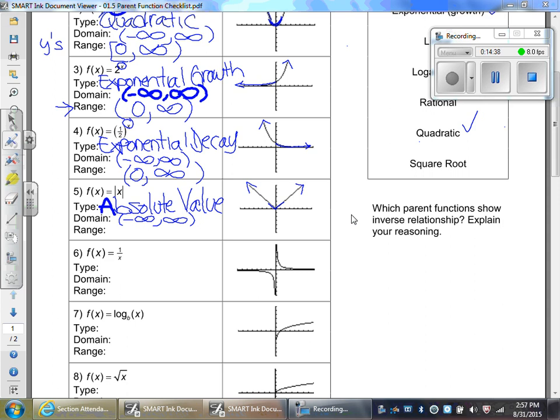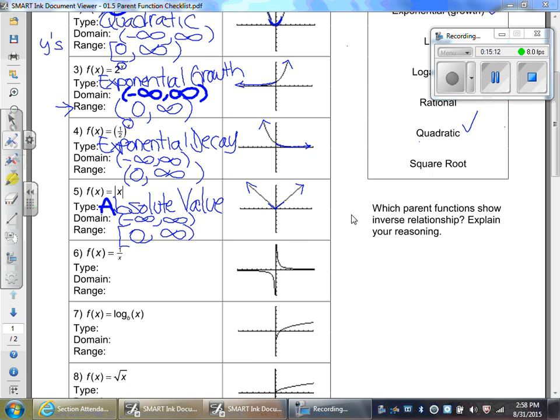However, for the range, Victoria, what would you say the smallest y value will be? 0. Very good. Now, Matthew, should we include 0? What do you think? Yes or no? So we use brackets. So from 0 to infinity.